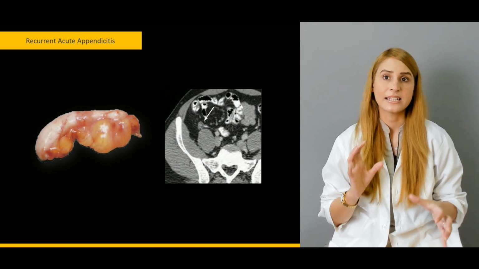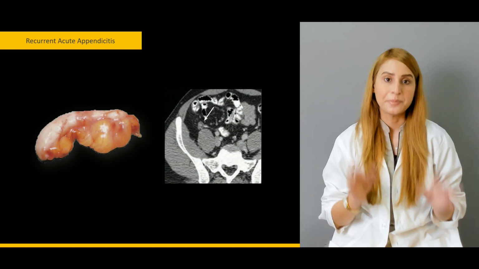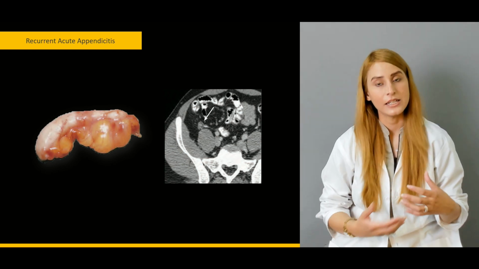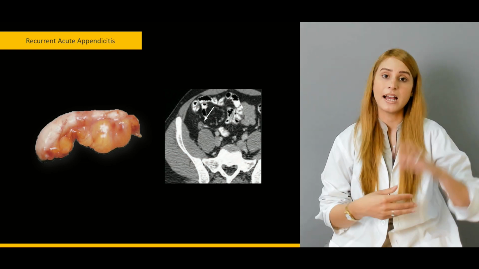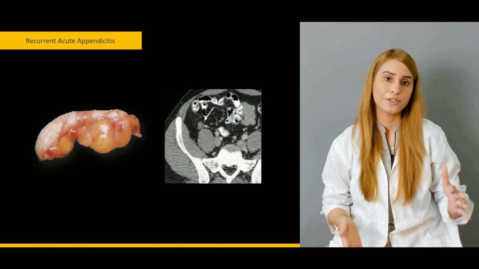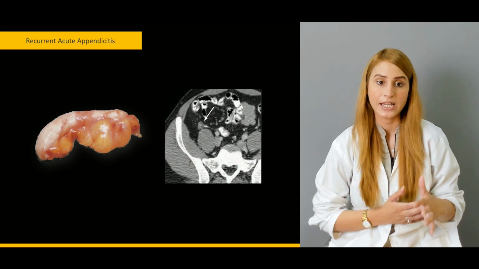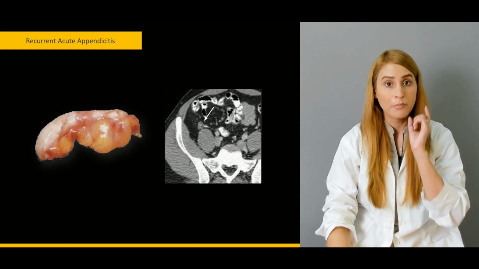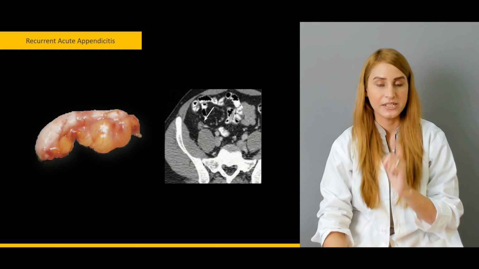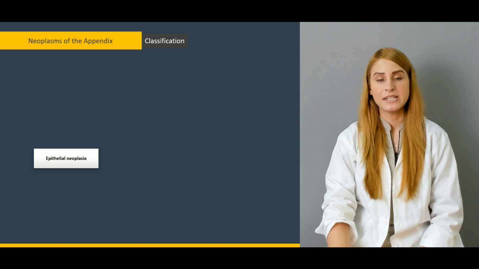So in case of conservative management, you put the patient on conservative management. He feels better, and then he is discharged. But after 10 or 15 days, he comes back to you with the same symptoms. So that's called recurrent acute appendicitis. And in case of recurrent acute appendicitis, appendectomy should be performed, whether lap or open. It depends upon the surgeon and the patient. Now, this was about acute appendicitis. We're going to talk about the different neoplasms of the appendix.